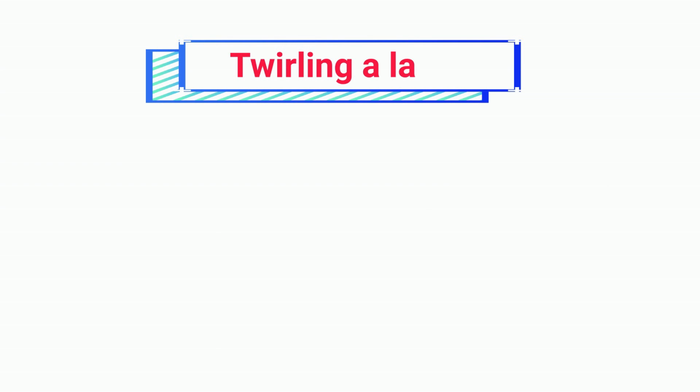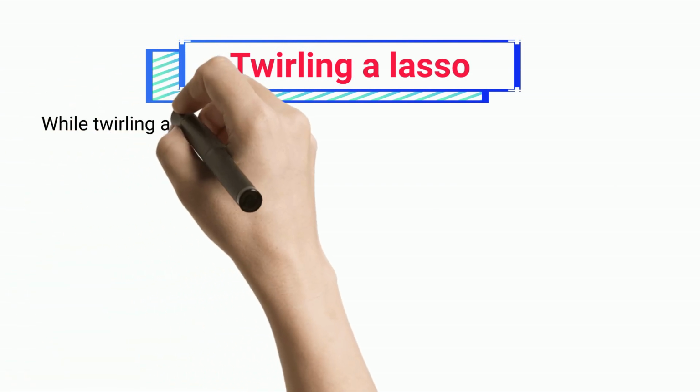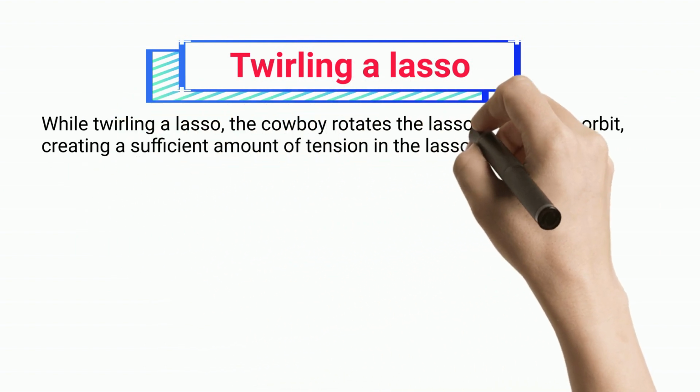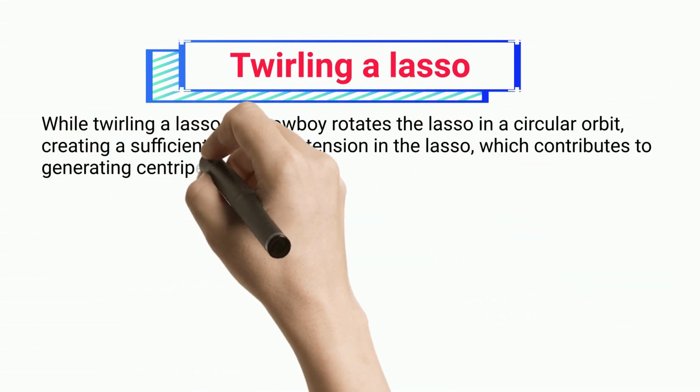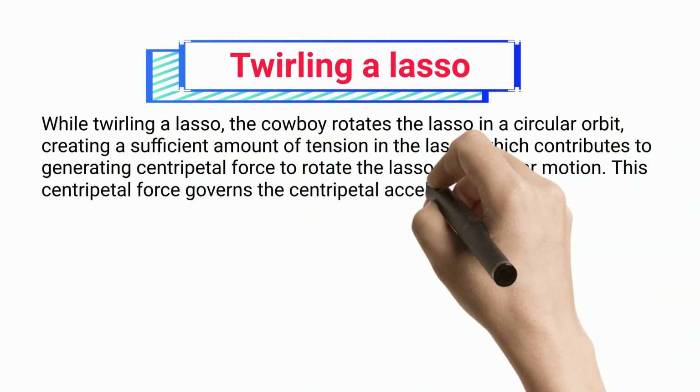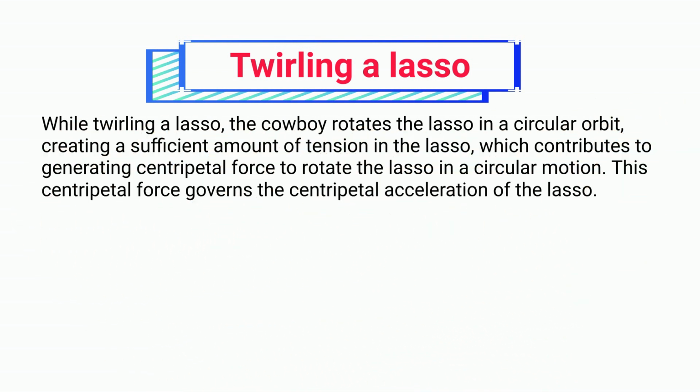Twirling a lasso. While twirling a lasso, the cowboy rotates the lasso in a circular orbit, creating a sufficient amount of tension in the lasso, which contributes to generating centripetal force to rotate the lasso in a circular motion. This centripetal force governs the centripetal acceleration of the lasso.